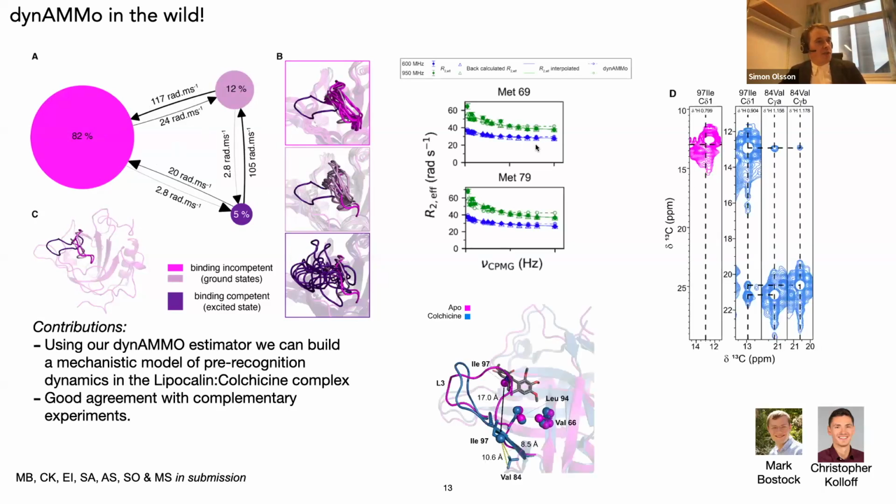But the most interesting part of this was that we discovered a very persistent contact in one of the states that was not present in the other state. And then when our experimental collaborators went back into their data, they could actually identify this contact from their experimental data.